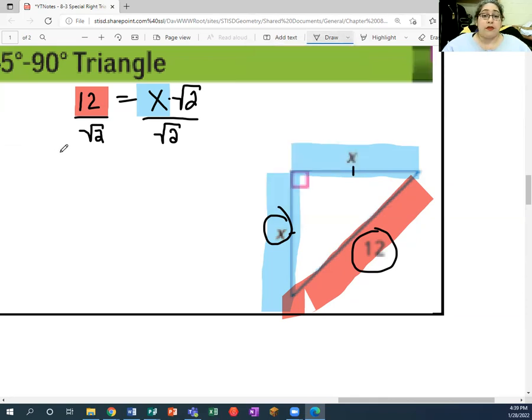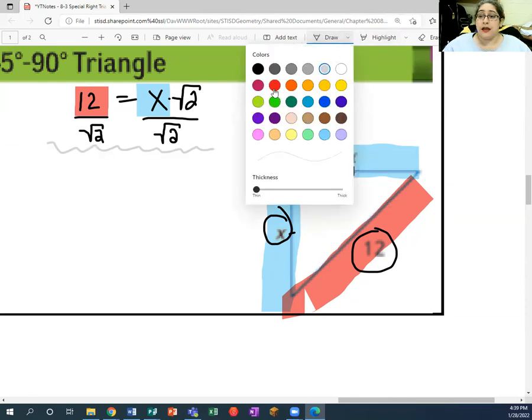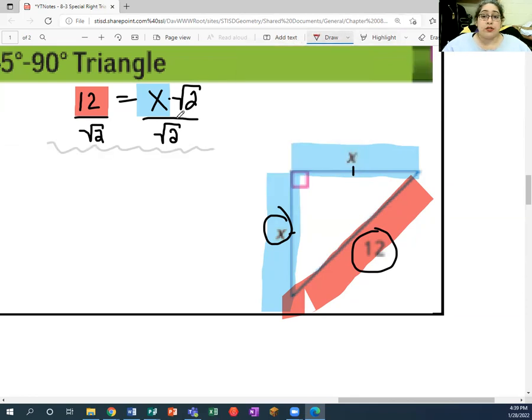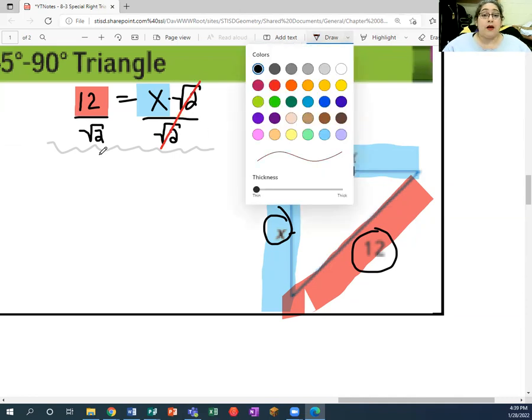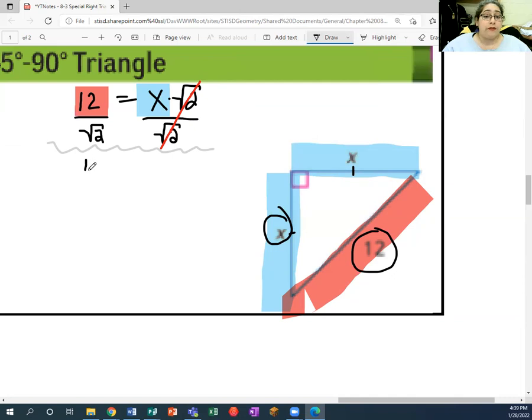I know square root of 2 is not 0, so this is an allowed operation for me. All right, I'm going to put a little squiggly line here just to show you the difference between my steps. The square root 2 divided by square root 2 will cancel, and that's going to leave me on the left with 12 divided by square root 2, and on the right-hand side, just the X. So far, this is where we stop, because as soon as we get X by itself, we're done.